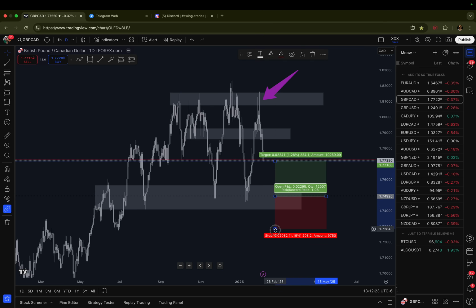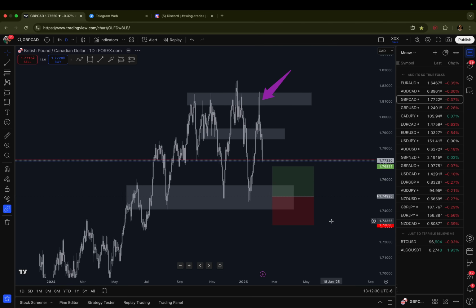And honestly, that's probably giving it way more room than it needs. Probably something like that might be even a little bit better. That's still 183 pips, right? It's either going to bounce or it's not.